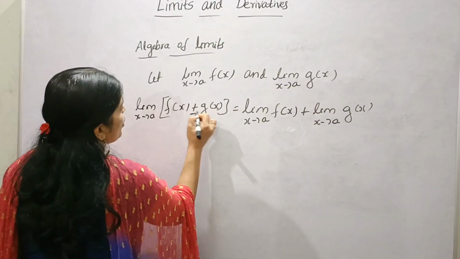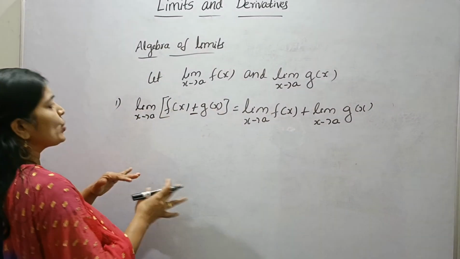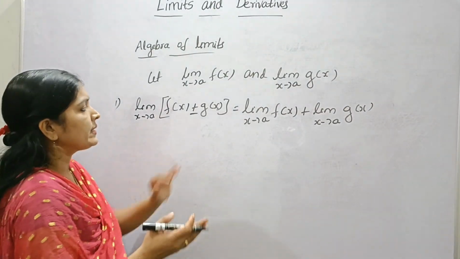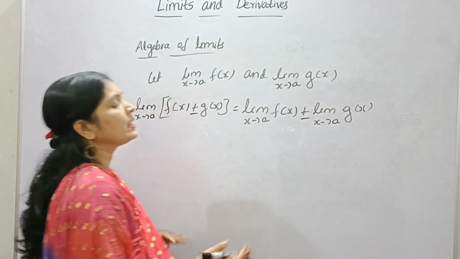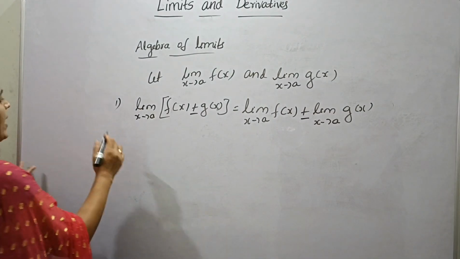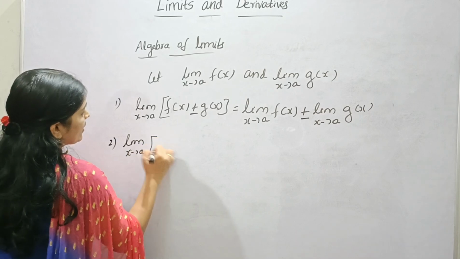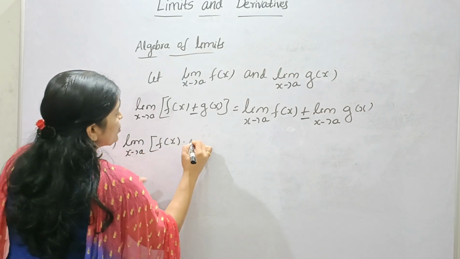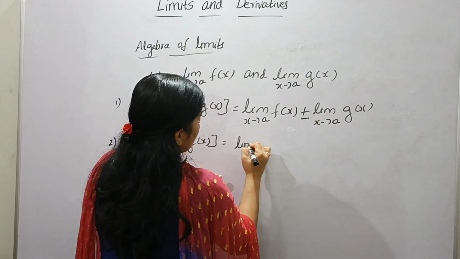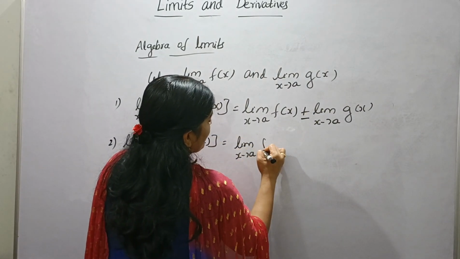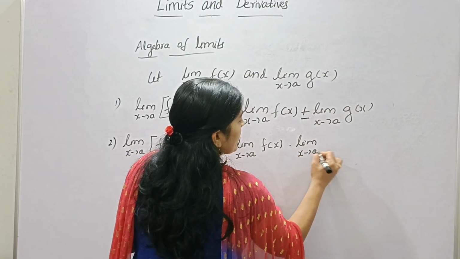Here we can write plus or minus, so in subtraction also it is the same thing. Limit x tends to a of f of x minus g of x is equal to limit x tends to a of f of x plus or minus limit x tends to a of g of x. And next, multiplication. Limit x tends to a of f of x into g of x is equal to limit x tends to a of f of x into limit x tends to a of g of x.